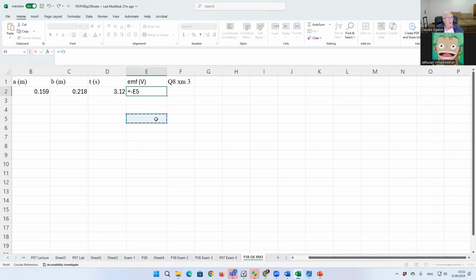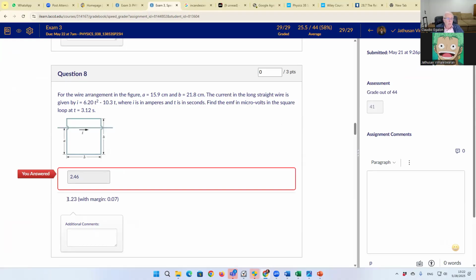I wrote down the equation of the electromotive force, and substitute all the numbers. What do I get? 1.22, 1.23 microvolts. And you put 2.46. For some reason you came up with the double. See that? You put the double value, most likely because you didn't subtract one from the other. Maybe.